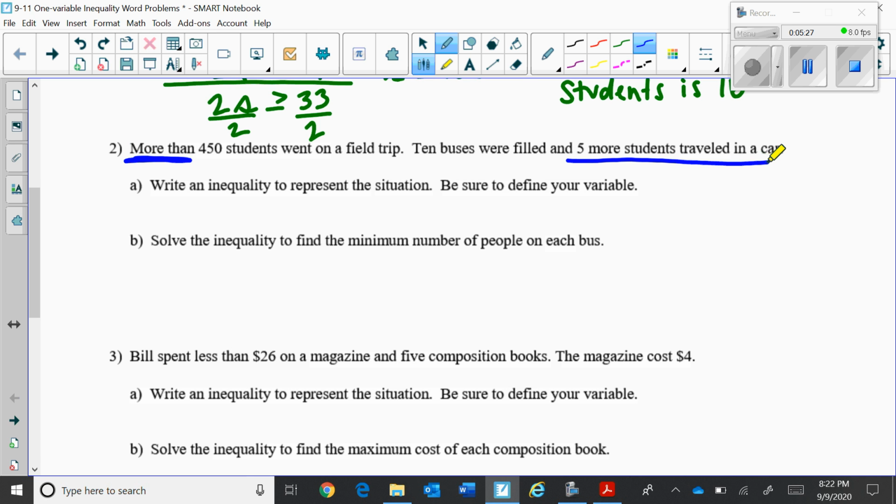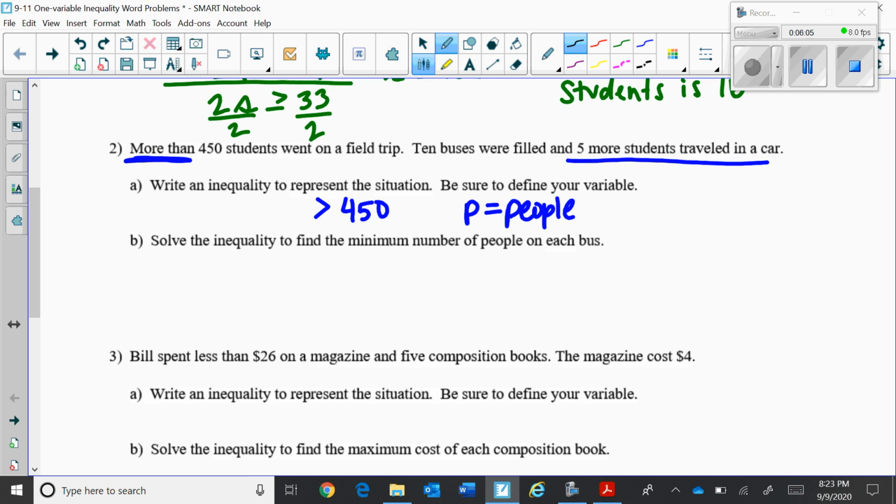All right, and it says when we're solving our inequality, we're finding the minimum number of people on each bus. So that's a nice, helpful hint of what we're trying to find. So I'm going to do a P for people. You could do whatever variable you want to, but in this case, I'm going to do P. So it says more than 450 people went on the field trip.